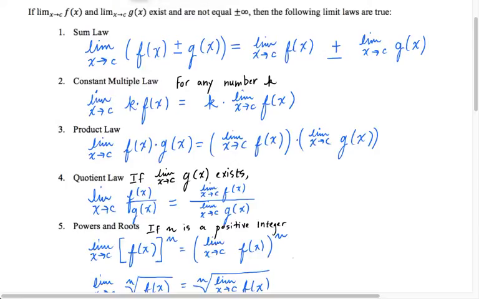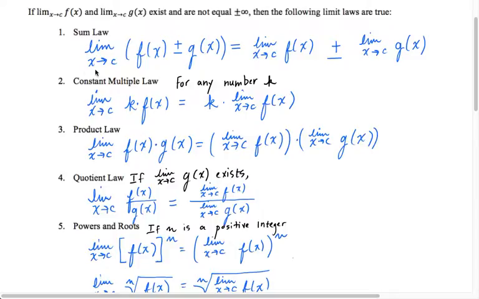In this video, we're going to look at limit laws, just basic limit laws. There are 5 basic limit laws, as listed right here. All of them are true if the limit as x approaches a constant c of f of x and the limit as x approaches c of g of x exist and are not equal to positive or negative infinity. First is the sum law.